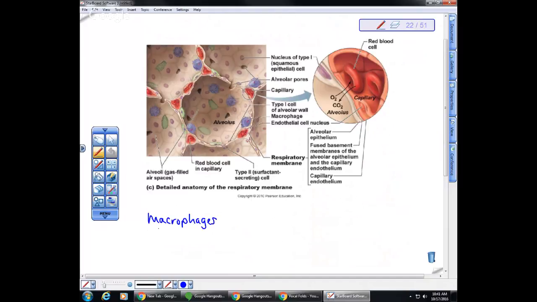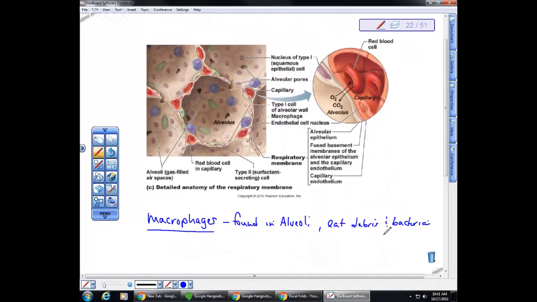So the macrophages are also found in the alveoli. And so if substances get as far into the respiratory system as the alveoli, there's no way to get them back out. And so the macrophages eat debris, right? And bacteria, pathogens. Right? So if you breathe in something and it gets that far, the macrophages have to feed upon it and remove it from the alveoli.